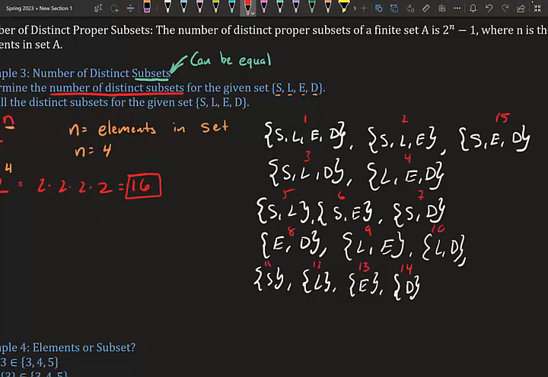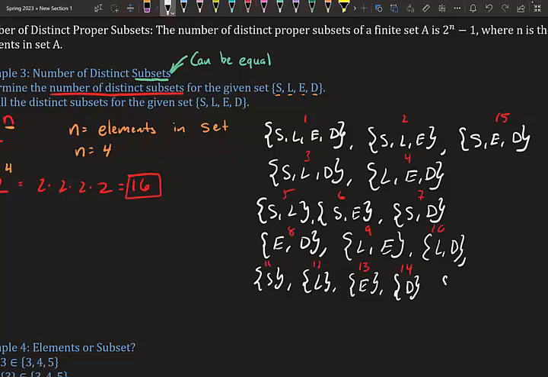I want to show you why we use the formula 2 to the power of n. Well, that helps us find all of our distinct regular subsets. So it's a great way to check your work. That's why we use this. All right, now we're missing one more. If you're racking your brain wondering what's missing, I did everything.